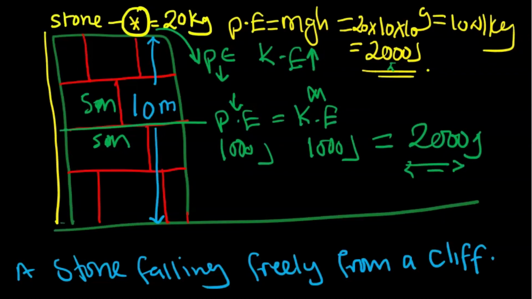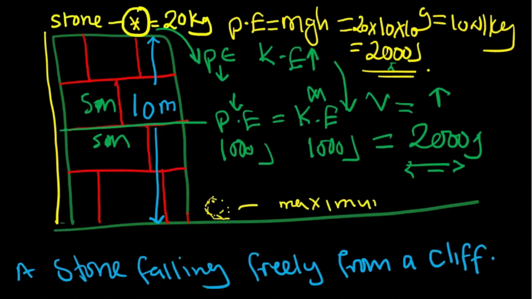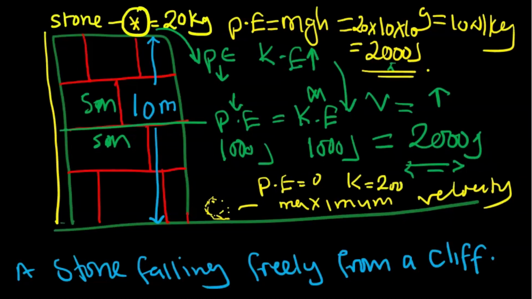And as the stone is falling, take note that its speed is also increasing. So velocity is also increasing. Before the stone strikes the ground, it has the maximum velocity. It has the highest speed there. And all the potential energy here is equal to 0, which means kinetic energy is equal to 2000. All the potential energy has been converted to kinetic energy. Okay? So this is the KE, kinetic energy. So that is the energy conservation that occurs.